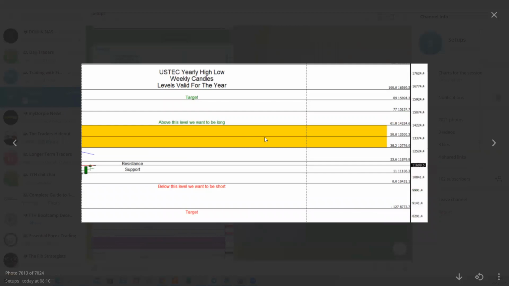On the US Tech yearly high-low, currently between levels of 11 and 23.6 support resistance. If you look at the moving averages, 50 is above 21 above 8. That's indicating trend is down. So what we're looking for now is push below the zero level to aim for the minus 127.